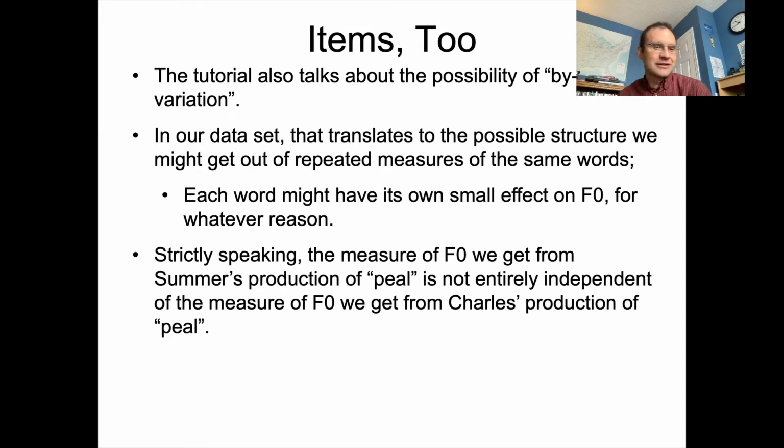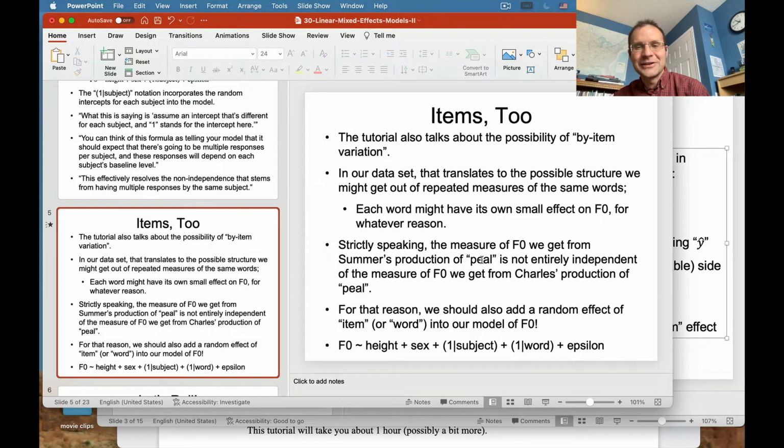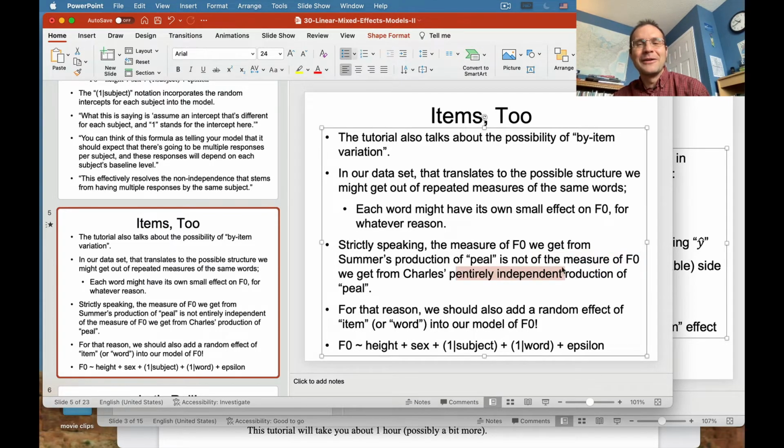Maybe you just happen to say a word differently than the others. So strictly speaking, to give you an example, the measure of F0 we get from Summer's production of Peel is not entirely independent of the measure of F0 we get from Charles's production of Peel, and so on and so forth. These are different subjects. We're already taking that into consideration, but Peel itself, this is more about the subjects than it is about the words. So this is not entirely independent, but that's the point I wanted to make.